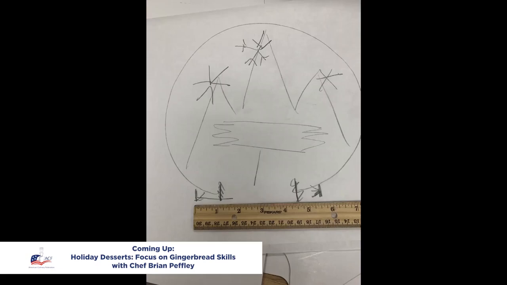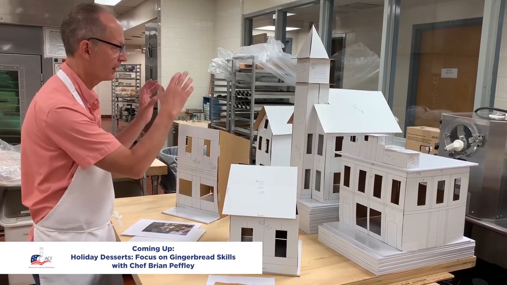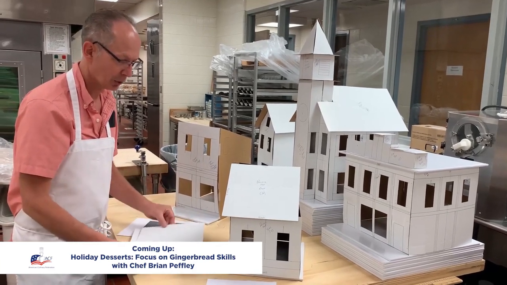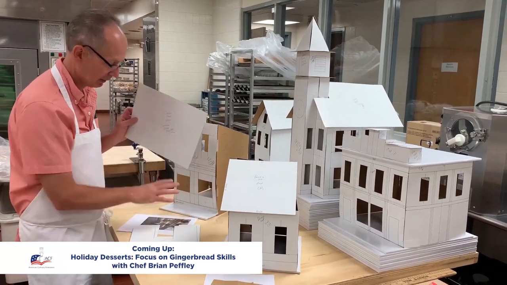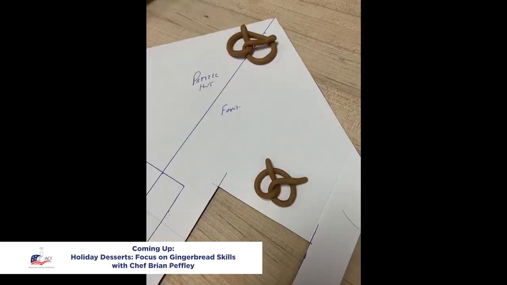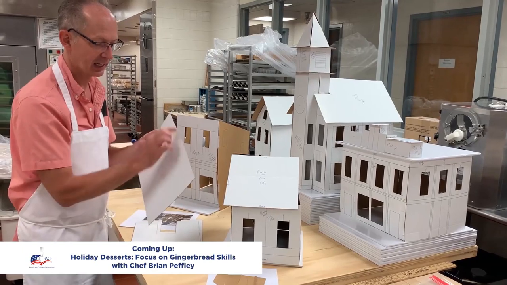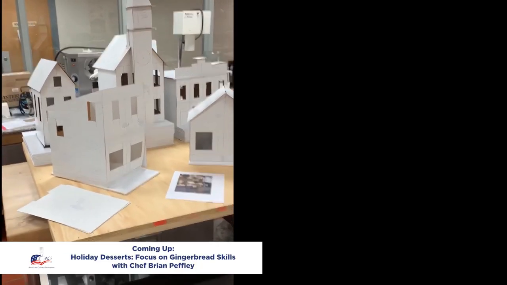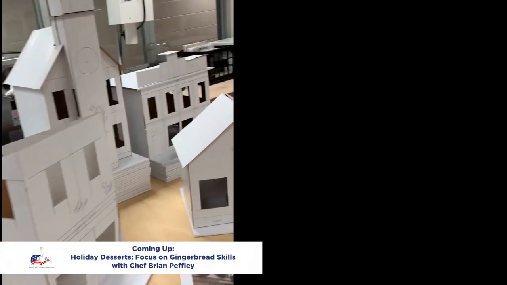So these templates that I've created, every one of these structures that I'm gonna be doing, are out of cardboard. I take the image and then I transfer it into geometrics and measurements, and then I cut it into cardboard. This is what we're gonna end up doing. So I have it laid out here in template form.